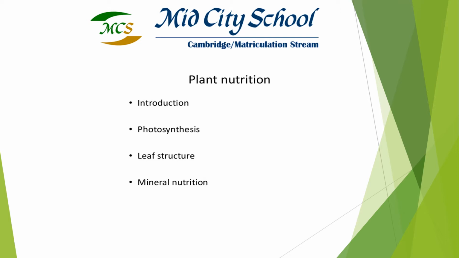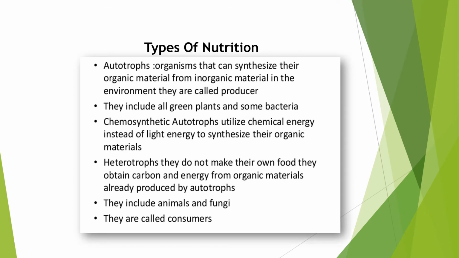And for the preparation of their own food in the presence of sunlight, certain inorganic ions or minerals are required. So we will also discuss the mineral nutrition of plants. First of all, you must know what types of nutrition there are, so that you may understand what kinds of organisms need to prepare their own food and what organisms depend on other producers or other organisms to get their food.